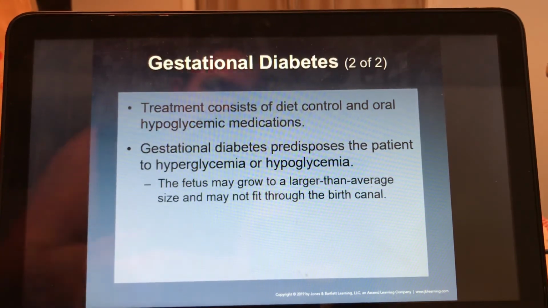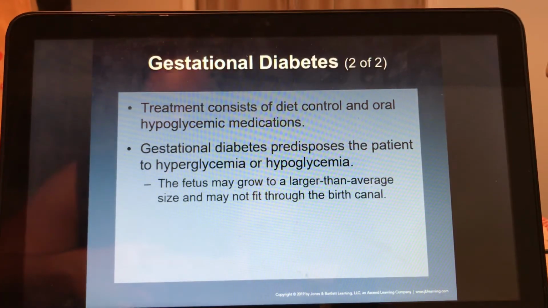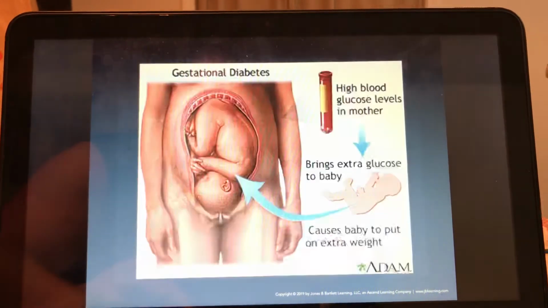Again, oral medication, sometimes insulin, diet control. She can go either way depending on what happens. She's more likely hyperglycemic, and then she takes her medication or insulin shots. Or she becomes hypoglycemic.